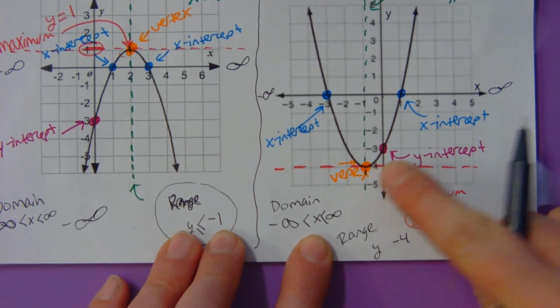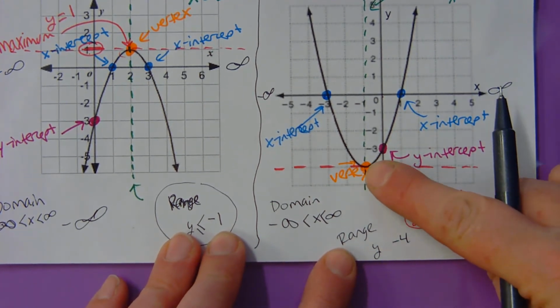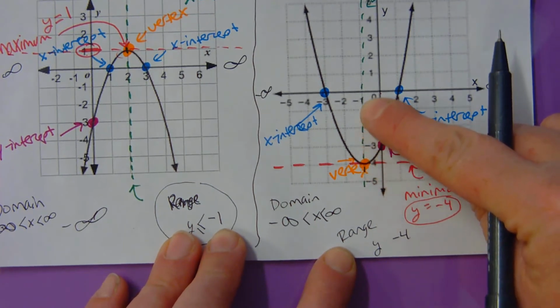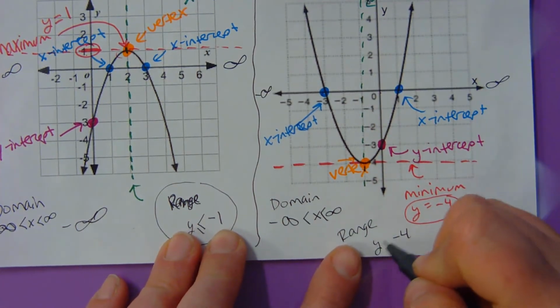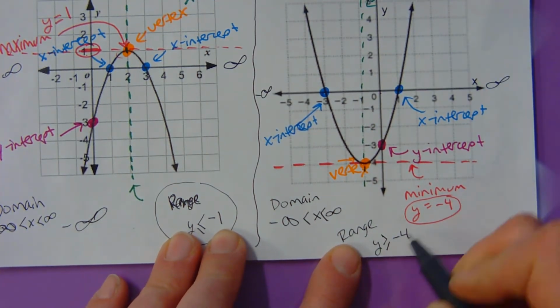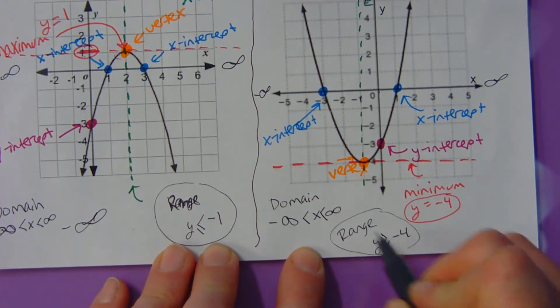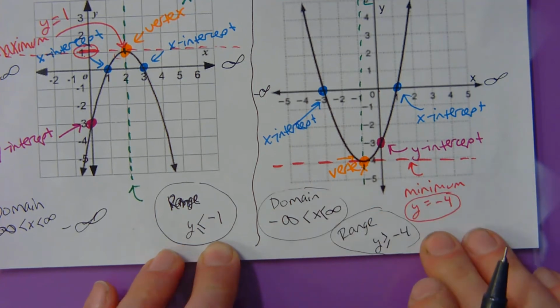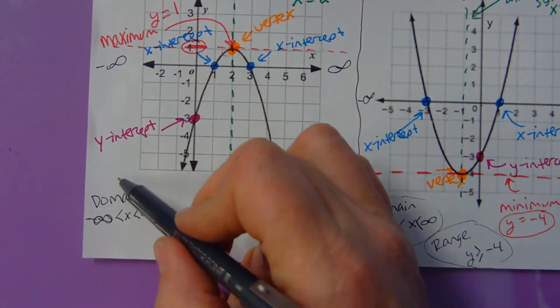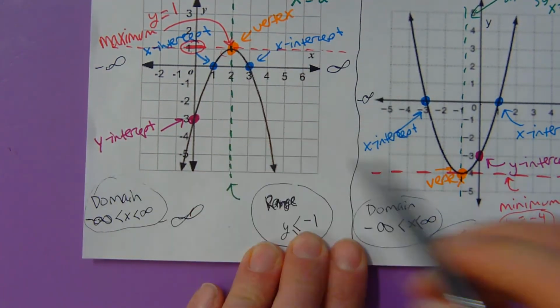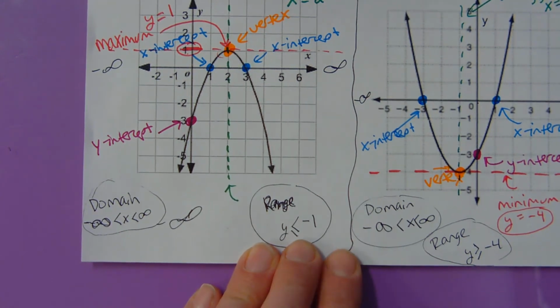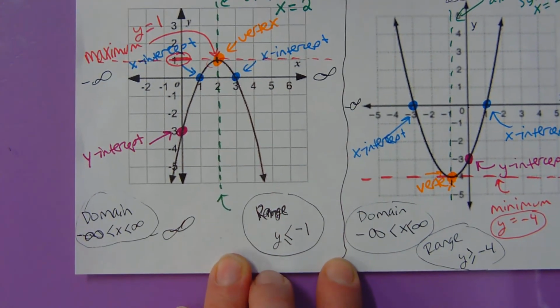And then what y's work? Well, it's everything that's bigger or above negative 4. So that means y is bigger than or equal to negative 4. So that's your range. That's your domain. And then over here, here's your domain, just so that it stands out a little bit more. Okay, so we're going to be practicing that a lot this year.